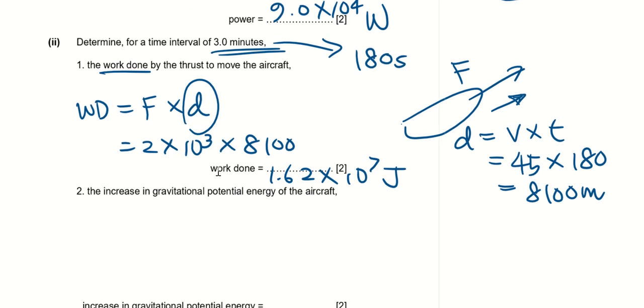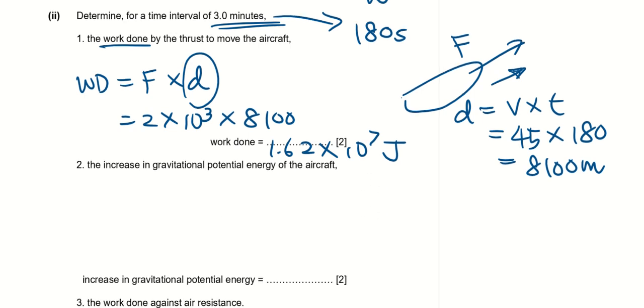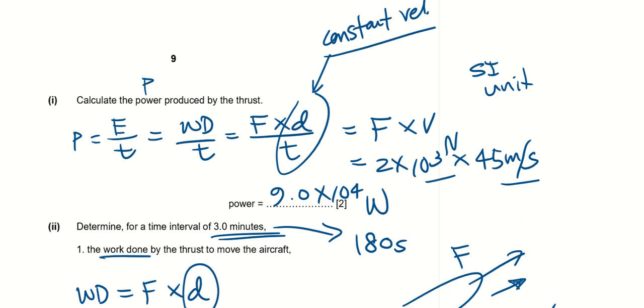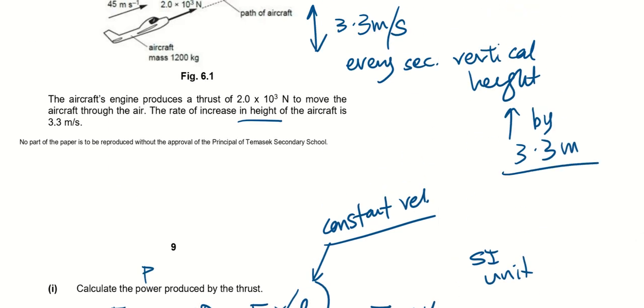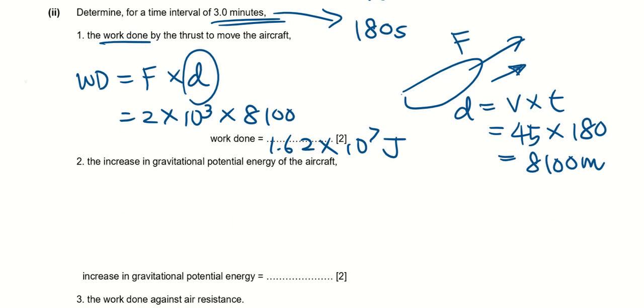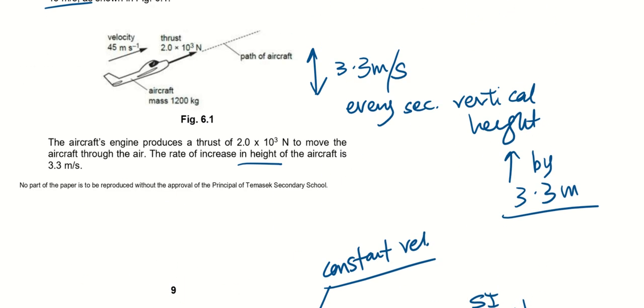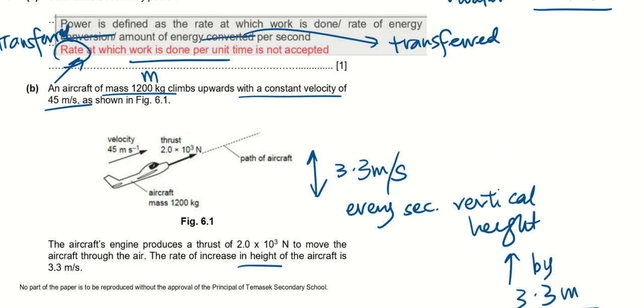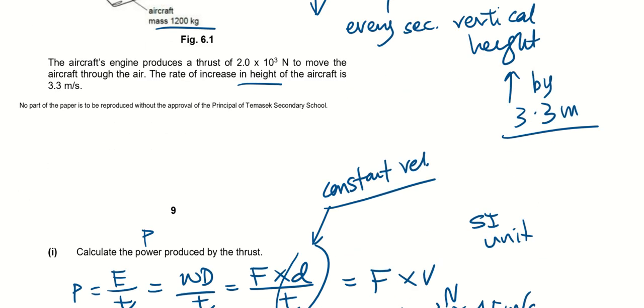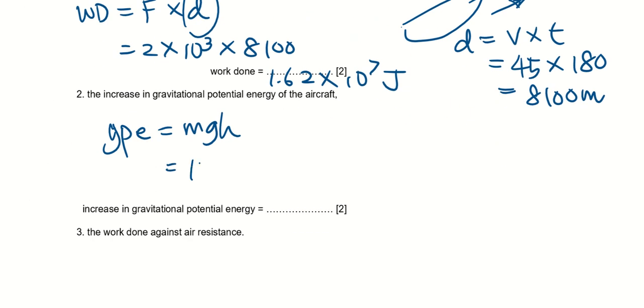How about the increase in gravitational potential energy? Okay, increase in energy of the gravitational potential store. For the height, we know that it is increasing by 3.3 meters every second. Now GPE equals mgh. The mass, did it say anything? Oh, the mass is 1200. So I substitute in. The g is 10.